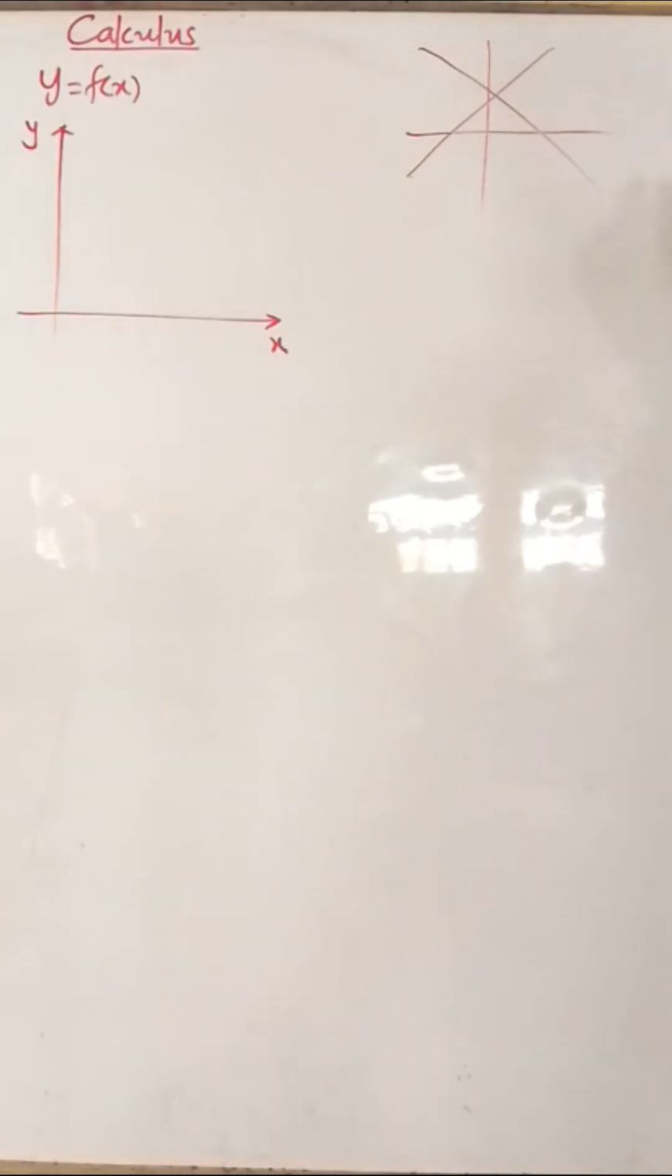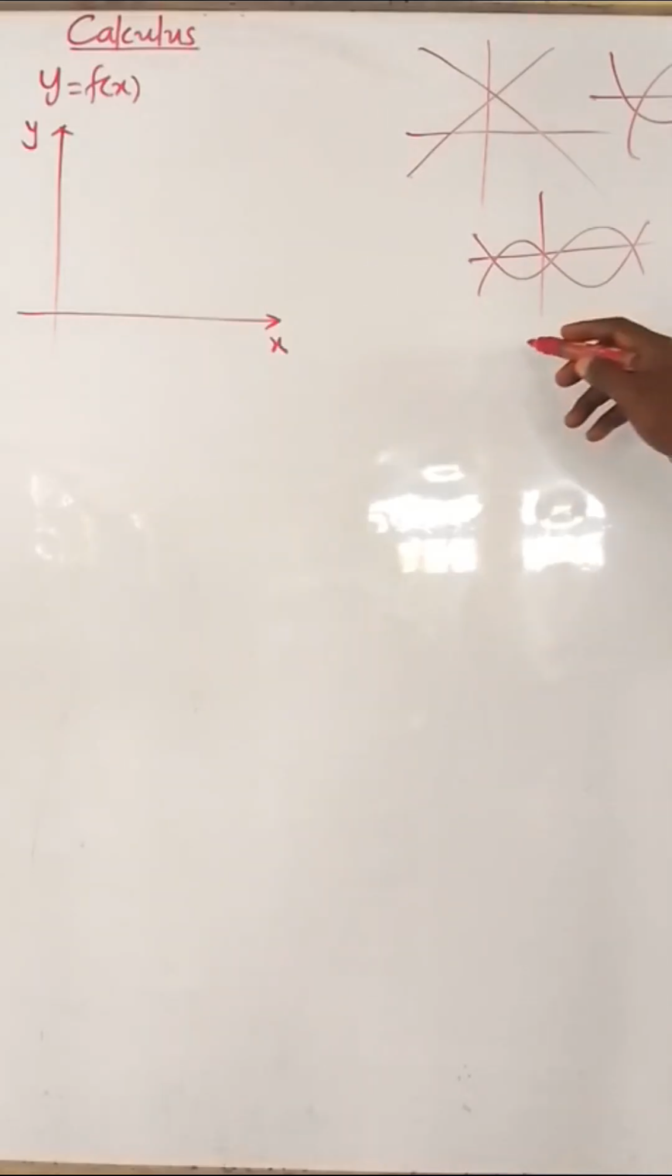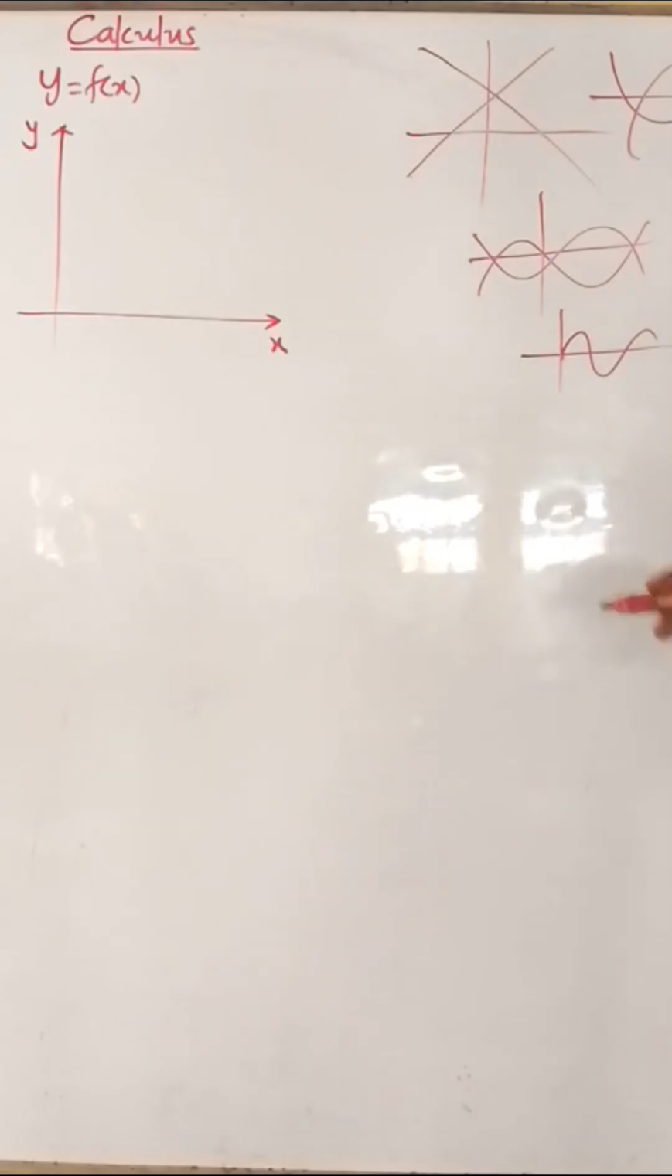For a quadratic function, we can either have something like this, or something like this. For a cubic function, we can have something like this, or something like this, depending on some condition. For a trig function, if it's a sine function, we can have this. If it's cosine, we can have something like this. So for every function, we can represent them on a graph.